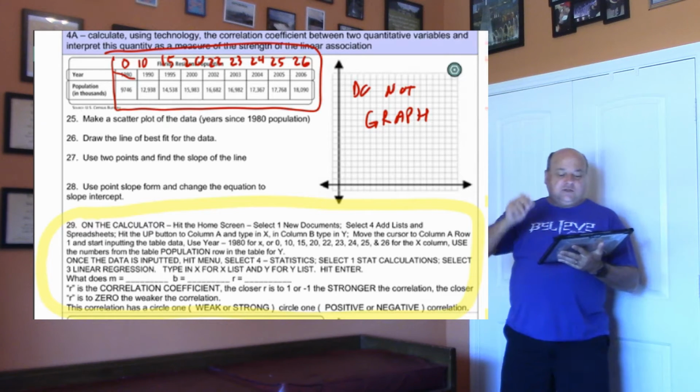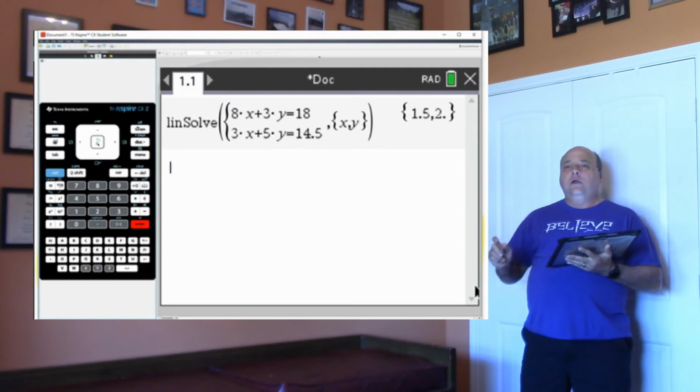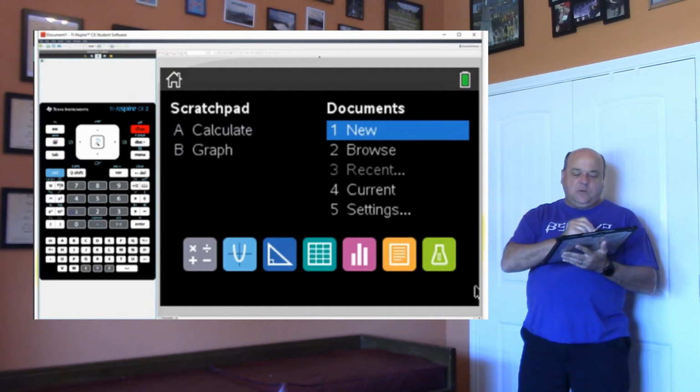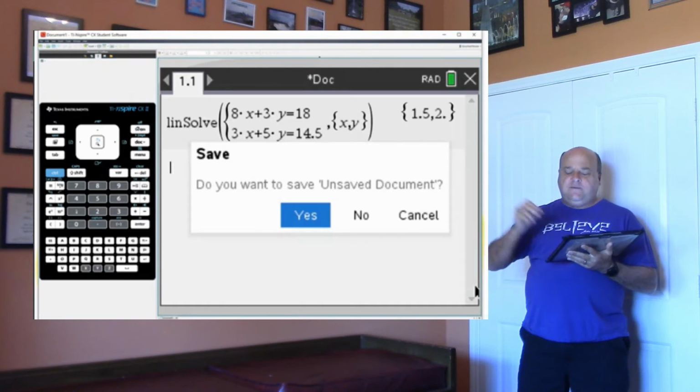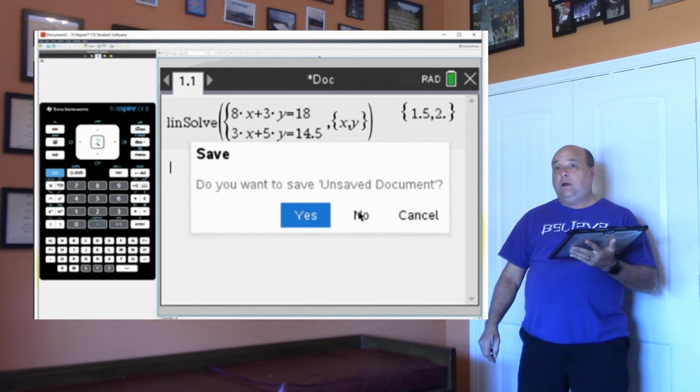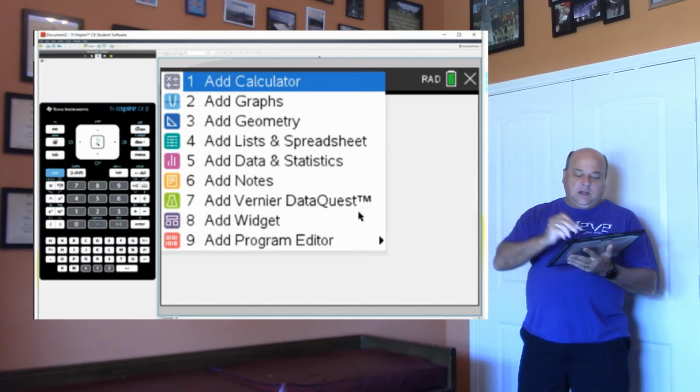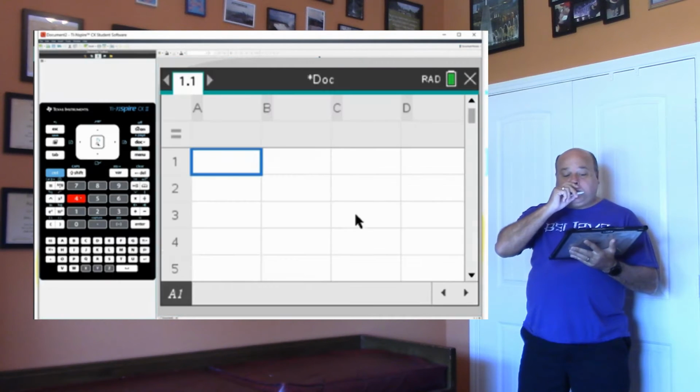So let's get going. We're going to go to the calculator. We're going to hit the home button. We want a new document, so type in 1. Don't ever save anything on this calculator. Click no. It'll also be in test mode, so you won't be able to save. And then you'll click spreadsheet. So 4, we're going to add a spreadsheet.